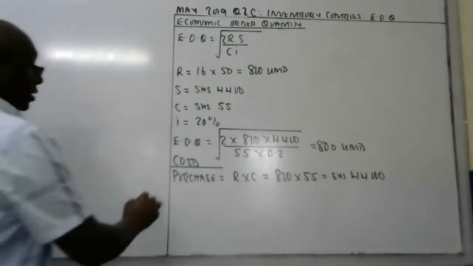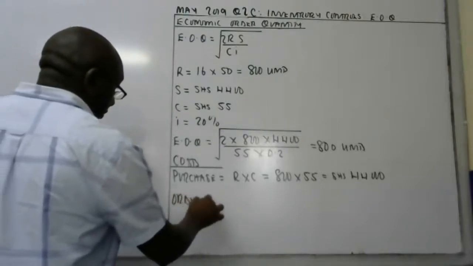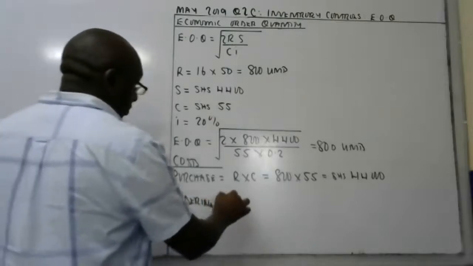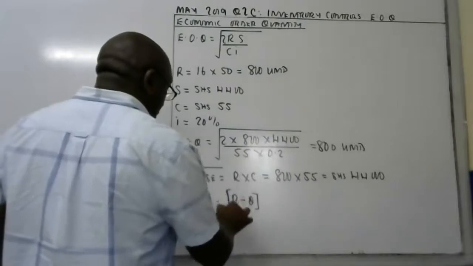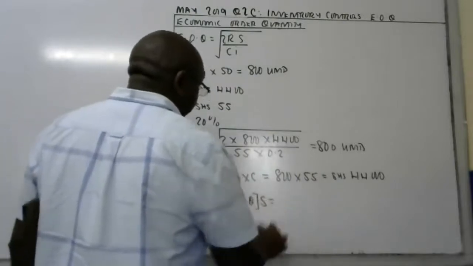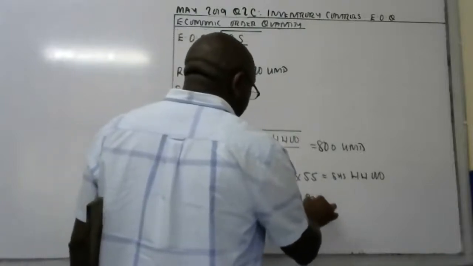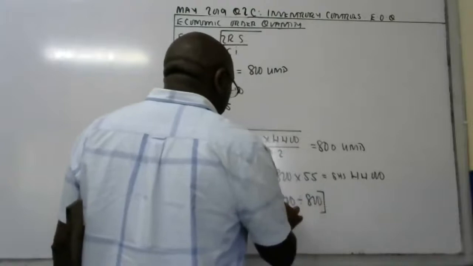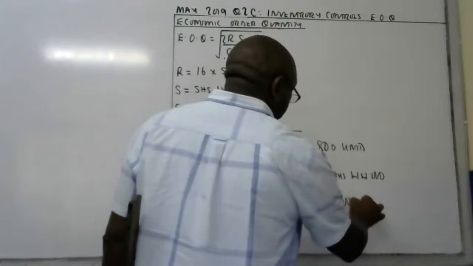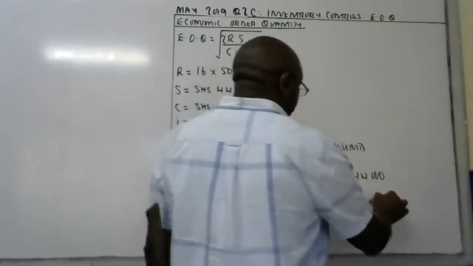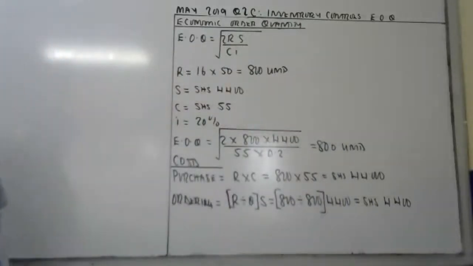Good. Let's go to ordering. Now, ordering is supposed to be given as R divided by Q, multiplied by S. So it is 800 divided by 800, multiplied by S, which is 4,400. And these obviously should be 4,400.